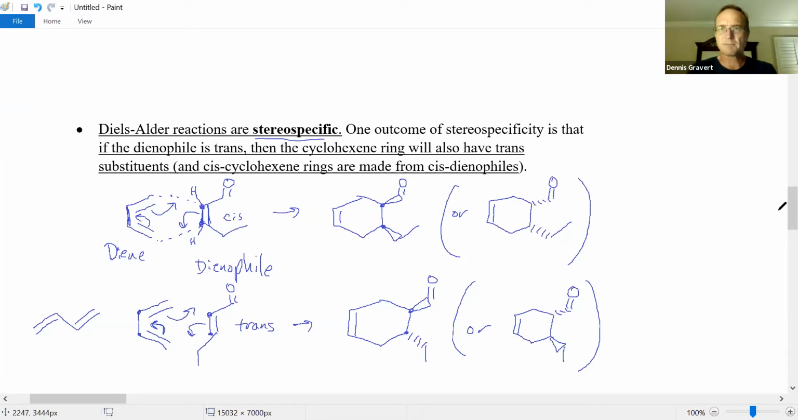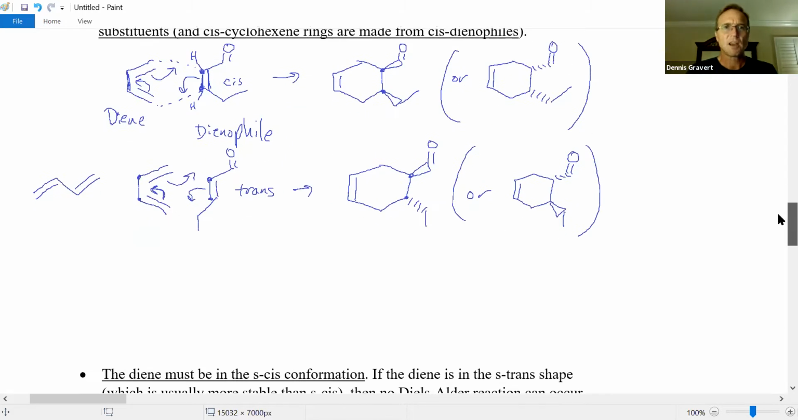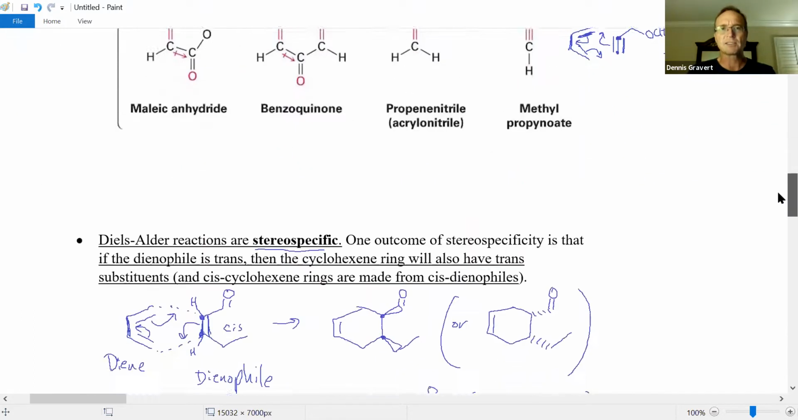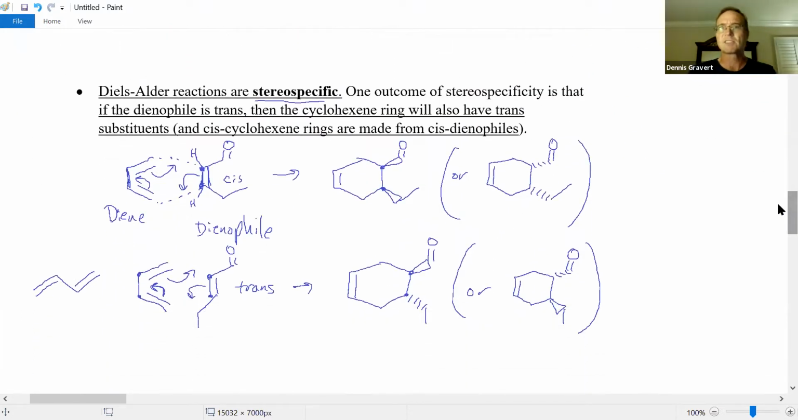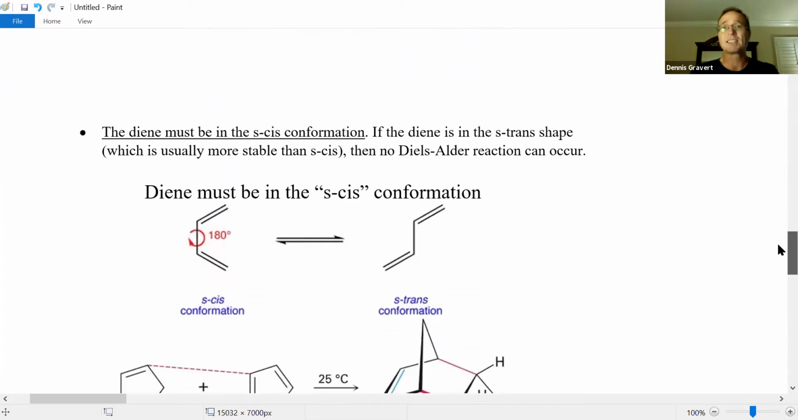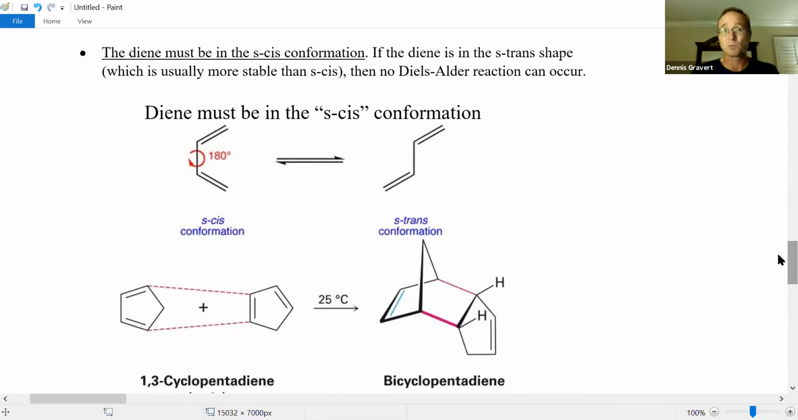Is there one more detail? Oh, yes, there is. Okay, we kept talking about the dienophile. Electron withdrawing groups are better. The dienophile, if it's cis or trans products. What about the diene? Well, the diene has to get into the right shape in order to work. It has to be in the so-called s-cis conformation. New words. So what's going on here?